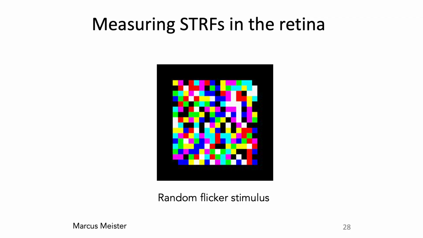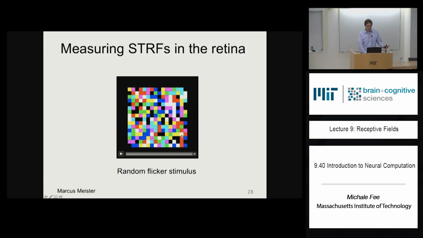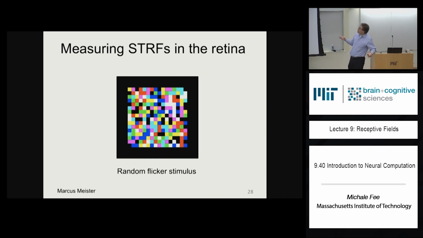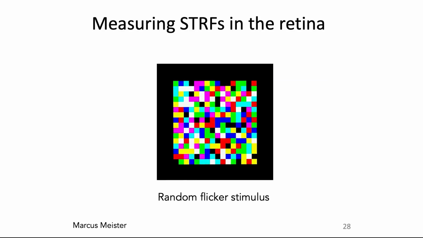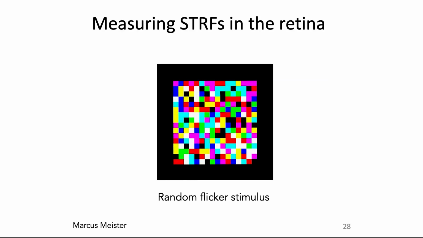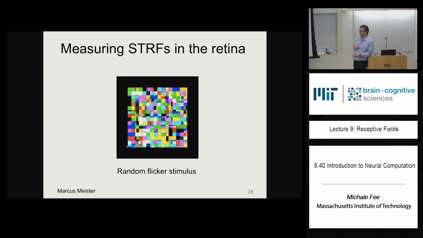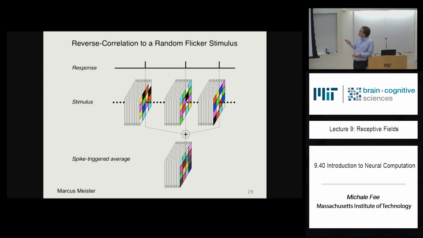So then they make what they call, in the visual system, a random flicker stimulus. So it's basically a movie where you randomly choose the pixel values, in R, G, and B, red, green, and blue, for each stimulus at each time step. Okay, and here's what that looks like. So you play that movie to the retina, and you record the spike trains. So there's the neuron spiking.